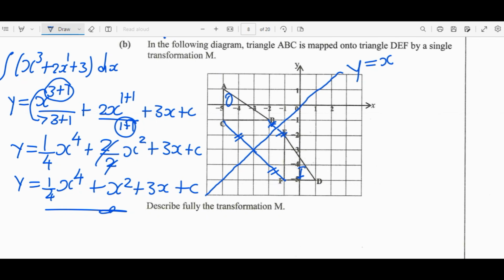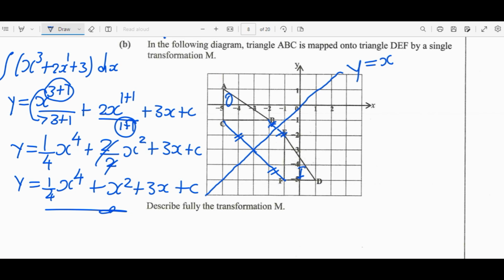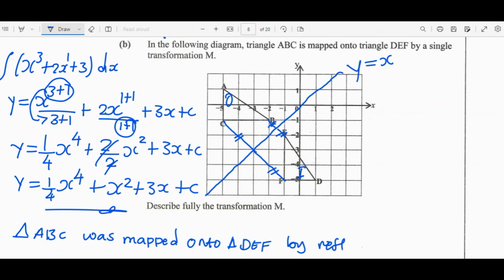Now to describe, we have to say triangle ABC was mapped onto triangle DEF by reflection in the mirror line y is equal to x.